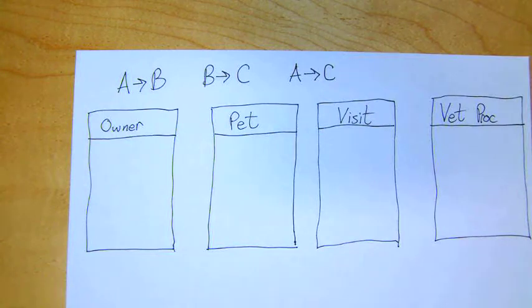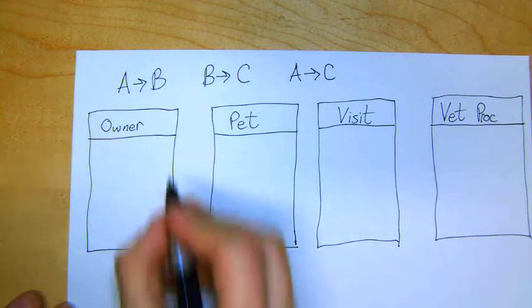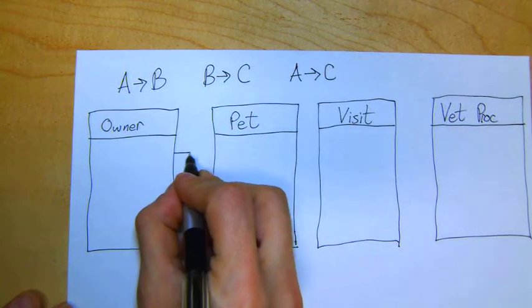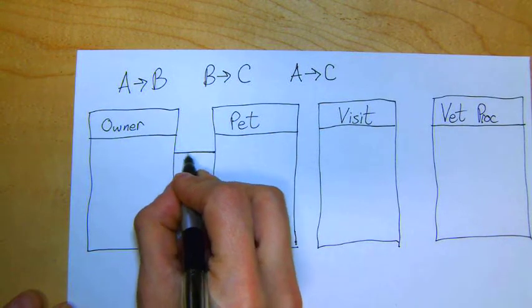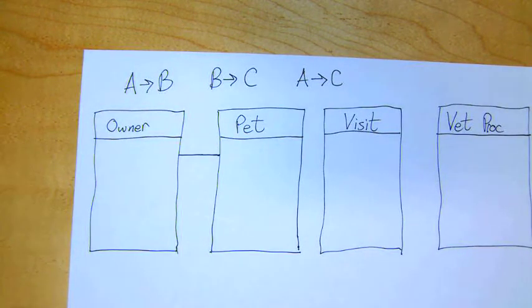So for our relationships, the first thing we're going to do is, I think it's pretty clear that owner and pet have a relationship, right? So we're going to say that there is a relationship between them. And then I think it's safe to say that there is a relationship between pet and visit. Is that safe to say? Does that make sense? We got some agreement there?